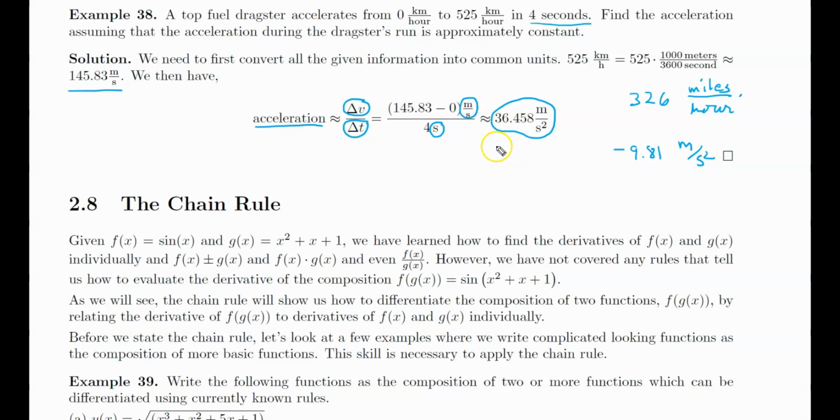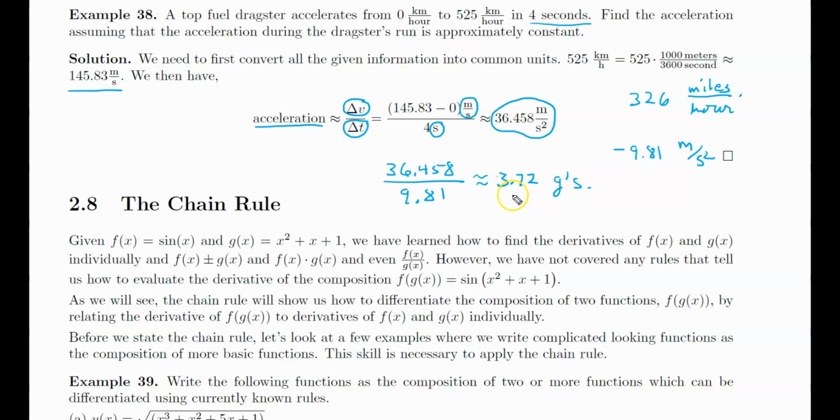Now, just to put that into perspective, gravitational acceleration is negative 9.81. So if we take this number and divide it by 9.81, that is approximately 3.72, and what that represents is we usually call that unit G's, the number of G's that the driver would be experiencing in that car, in that dragster, as it's accelerating.